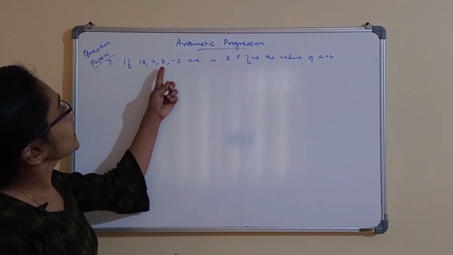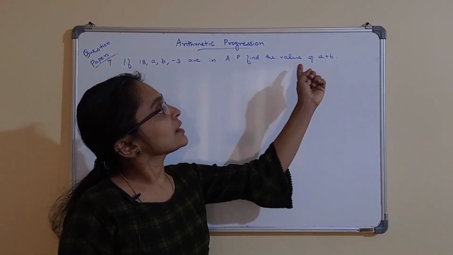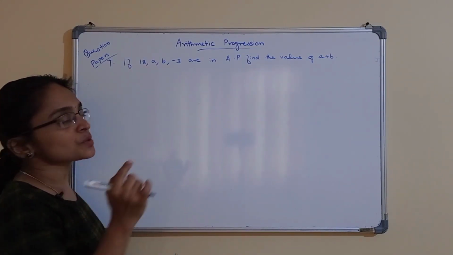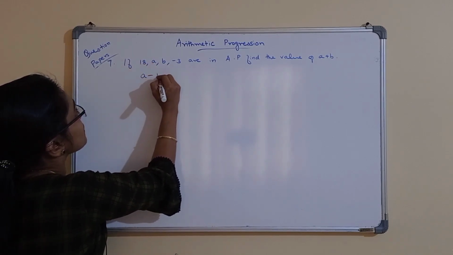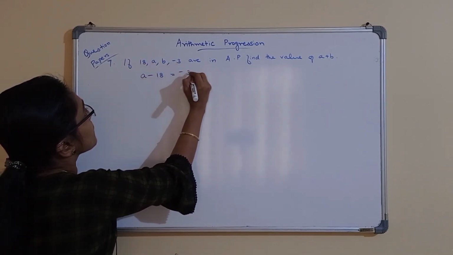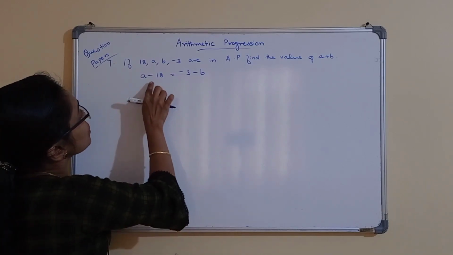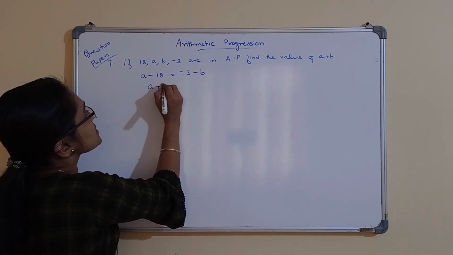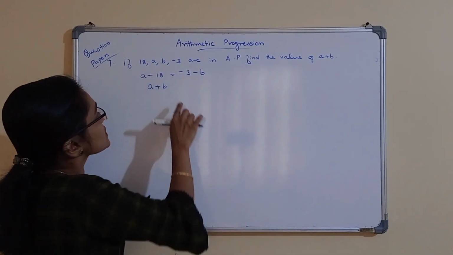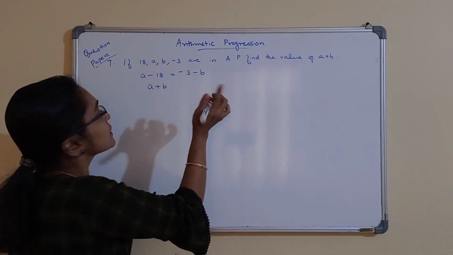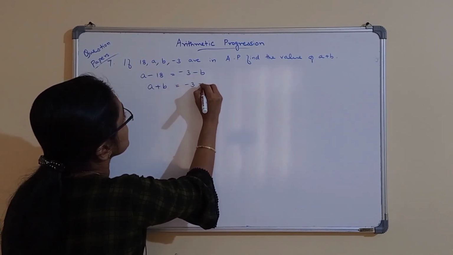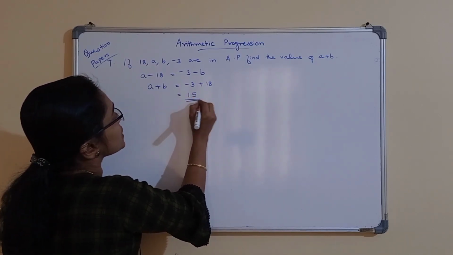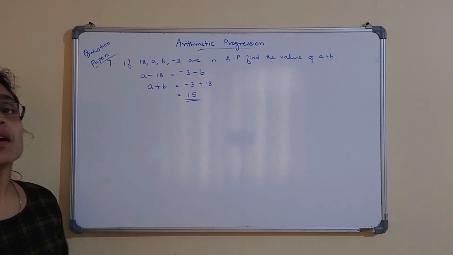Next one, if 18, a, b, minus 3 are in AP, then find the value of a plus b. So if these terms are in AP, the common difference should be the same. So a minus 18 will be equal to minus 3 minus b. Right? So taking this minus b to the left hand side, we have a plus b. And the question is to find the value of a plus b. So we can take this minus 18 to the right hand side. So we will get minus 3 plus 18, which is equal to 15. So what is the value of a plus b here? It is 15.